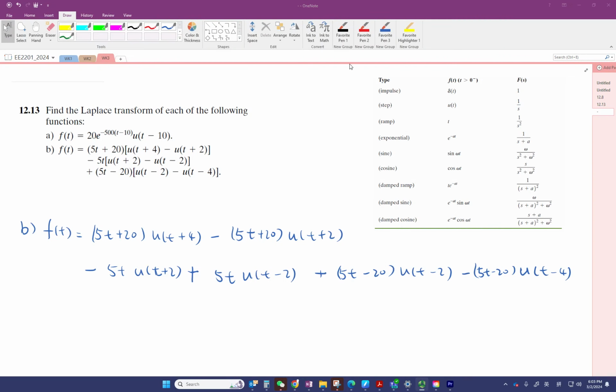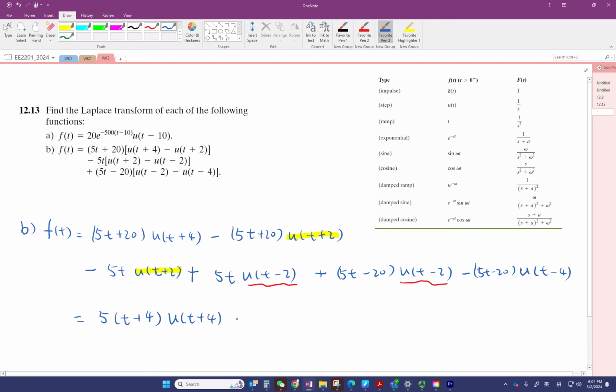Alright, then we can start to collect terms. You can see here is a u(t plus 2), here is another u(t plus 2), and here is a u(t minus 2), here another u(t minus 2). So we can start to collect terms. So this 5t here, we just leave it there, but we can take a 5 out, so it becomes (t plus 4) u(t plus 4).